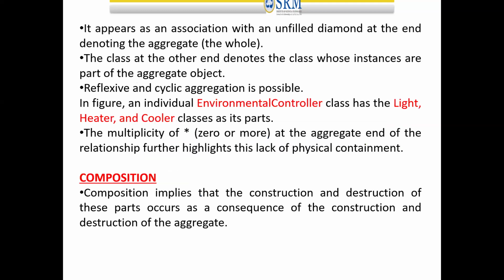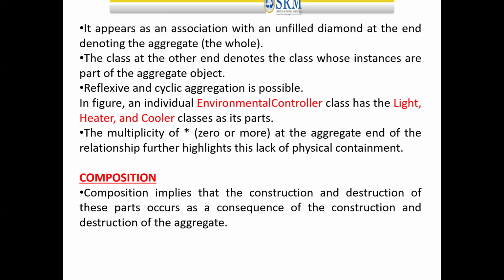It appears as an association with an unfilled diamond at the end denoting the aggregate, the whole, whereas the class at the other end denotes the part of the aggregate also. Reflexive and cyclic aggregation is possible in the figure. An individual environment controller class has the light, heater and cooler classes as its parts. The multiplicity of 0 or more at the end of the relation further highlights this lack of physical containment.